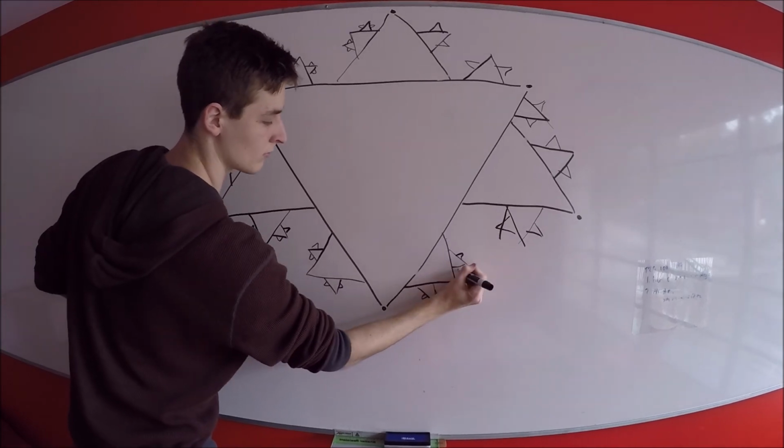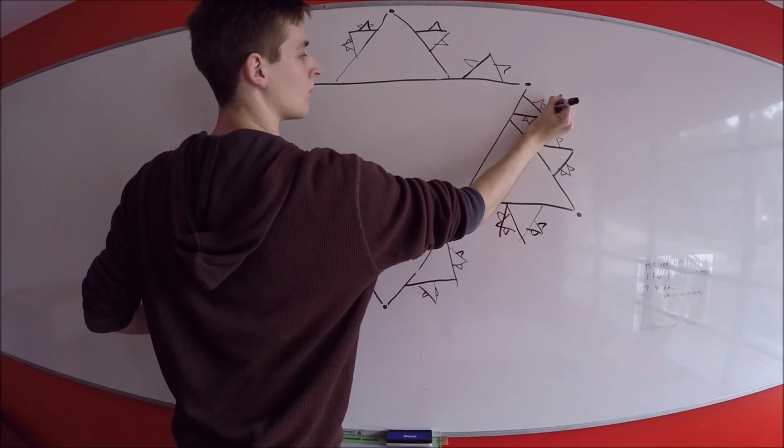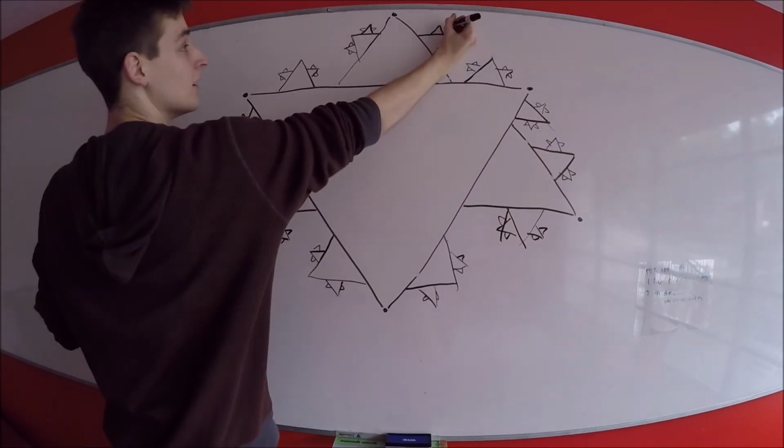So, after the repetition number of n, we will have 3 times 4 to the n sides. If we do this an infinite number of times, we will get infinitely many sides.